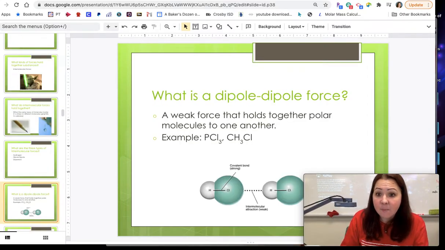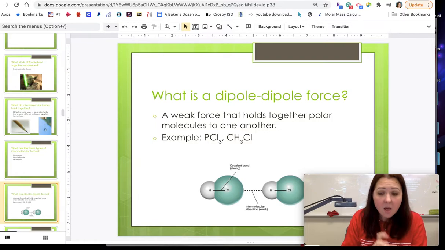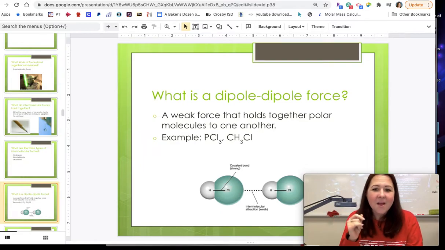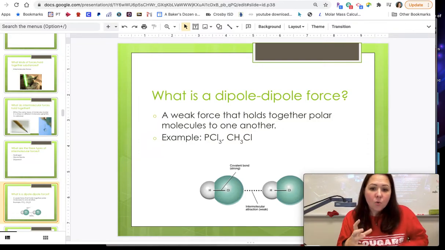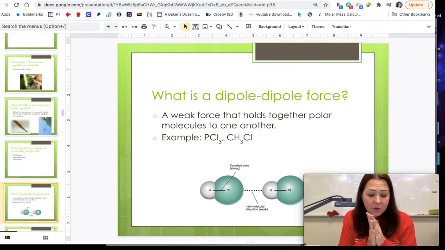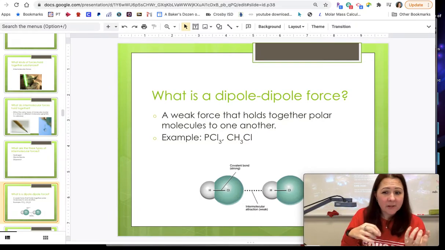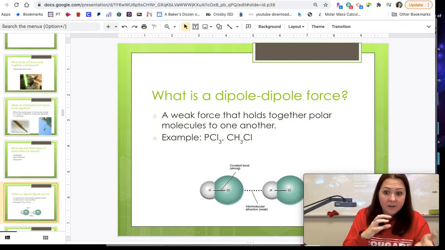The first one is this dipole-dipole. If we remember back to first semester, the word dipole means polar. So when you read this, it's actually a polar force. So looking at this, the definition says a weak force that holds together polar molecules to one another. So when we have a molecule that's polar overall, which if we remember back to the nomenclature unit, if you have something that's polar, that means that they are not sharing their electrons equally with one another. One of them is more electronegative than another. So you have that weird pull of electrons being pulled away from one and towards another one.